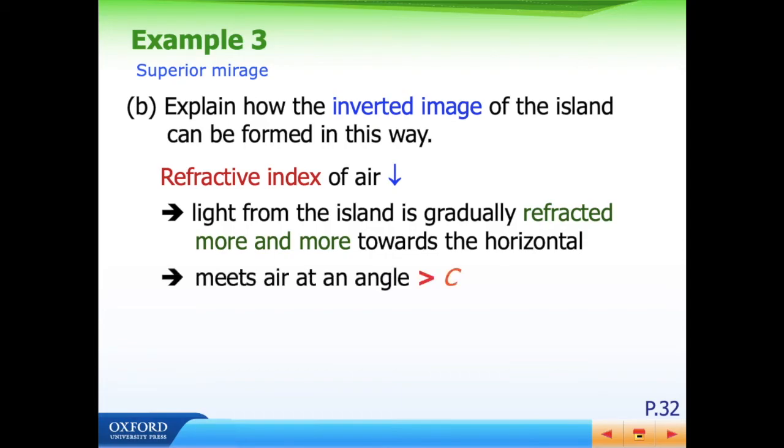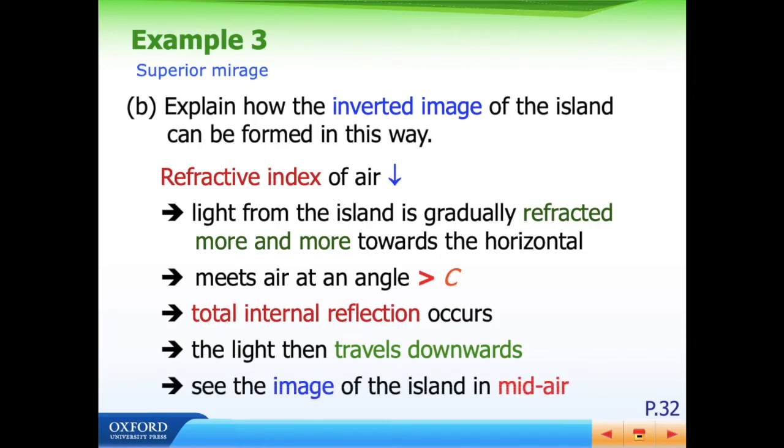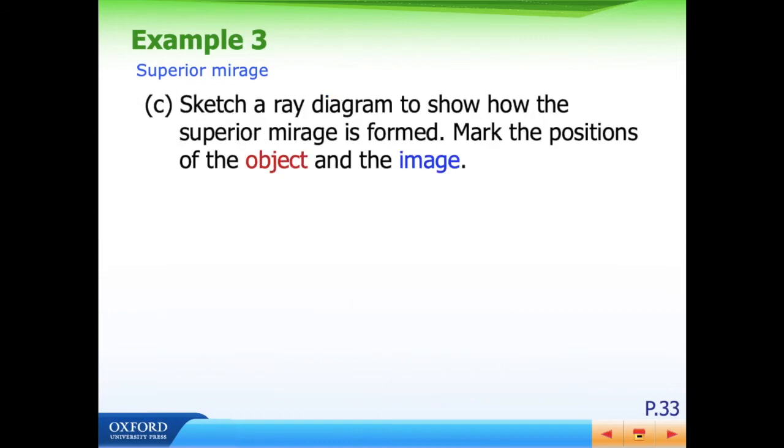As a consequence, the light meets the air at an angle greater than the critical angle C. Because of that, total internal reflection then occurs. As a consequence, the light then travels downward. You will then see the image of the island in the mid-air.